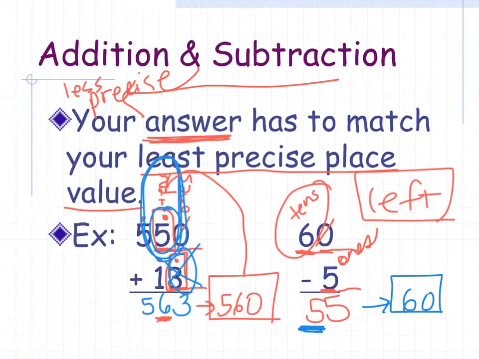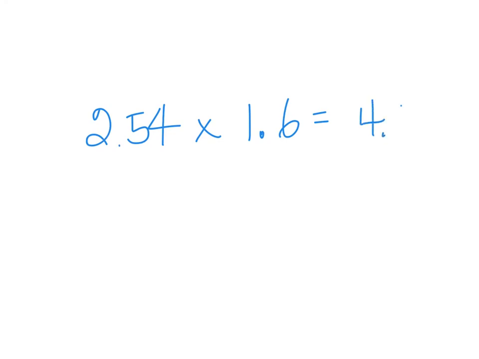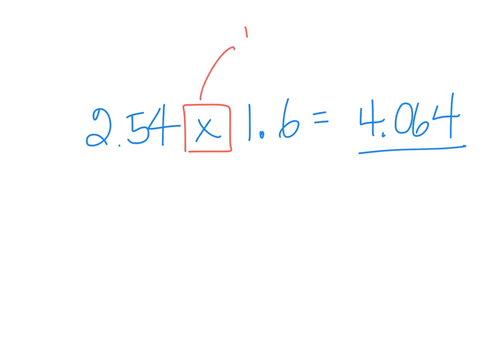Let me show you what I mean. If one of the choices was 2.54 times 1.6 equals, the answer would be 4.064. I'm going to go ahead and write all of that on my answer blank. Then I'm going to come back and I'm going to analyze. And I'm going to say, this is multiplication. I'm looking for the lowest number of sig figs.